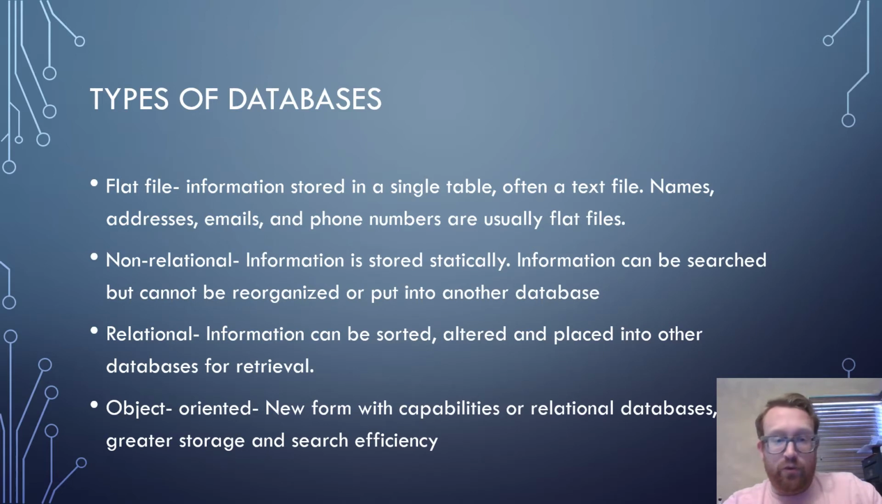All right, there are four main types of databases. The first is called a flat file database. This is information stored in a single table. Often it's just a text file. These are names, addresses, emails, and phone numbers. They're flat files, okay? Imagine if you took a napkin and started writing down people's contact information. That's a flat file, okay? It's just there. There's no way to sort it. Next is non-relational.